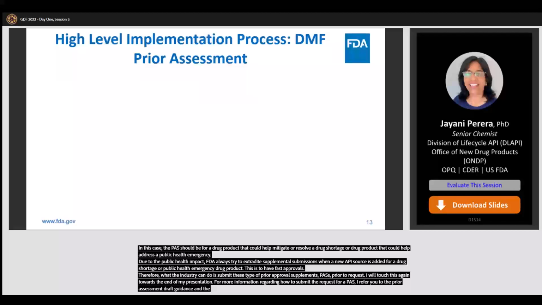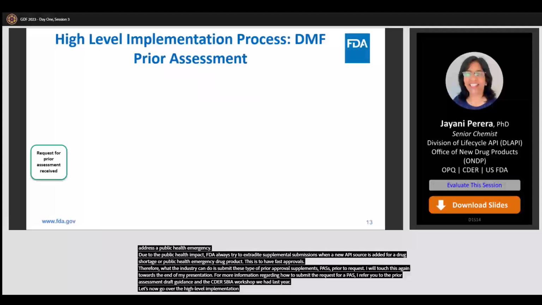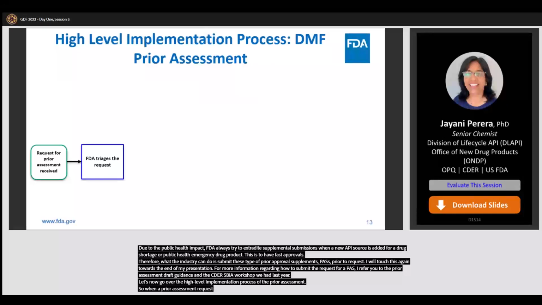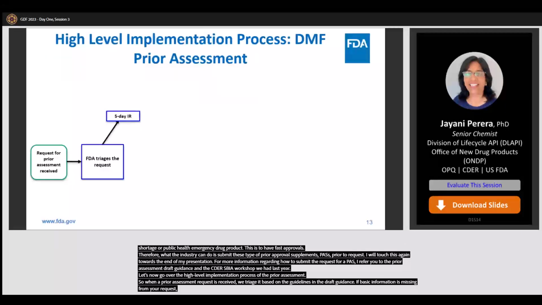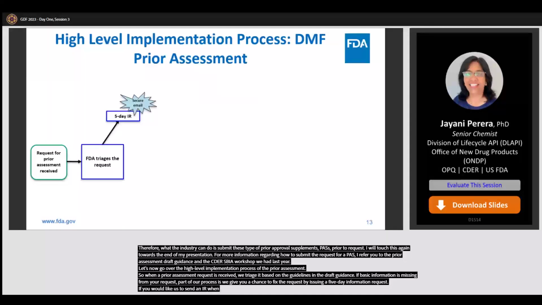Let's now go over the high-level implementation process of the prior assessment. So when a prior assessment request is received, we triage it based on the guidelines in the draft guidance. If basic information is missing from your request, part of our process is we give you a chance to fix the request by issuing a 5-day information request. If you would like us to send an IR when there is missing information, you need to provide a secure email address. We cannot send the IR via fax or regular mail due to the short turnaround of these IRs.